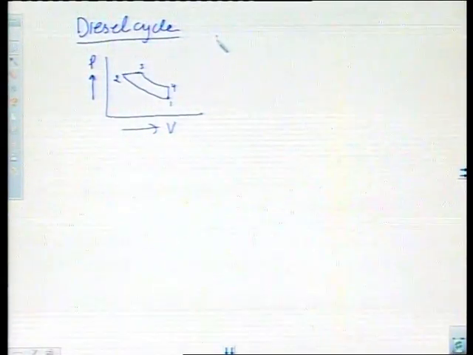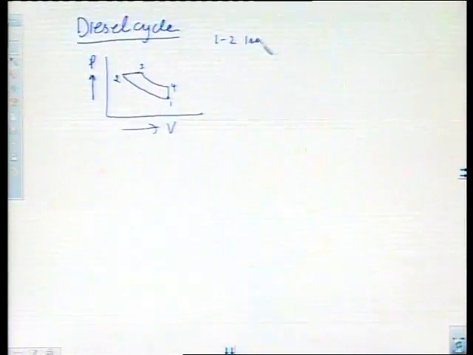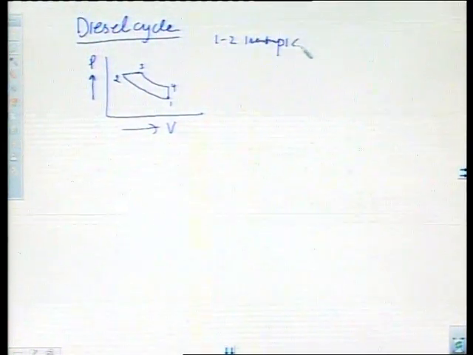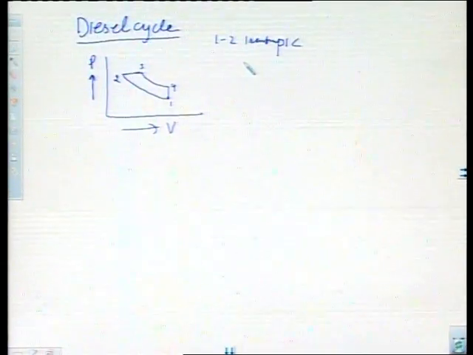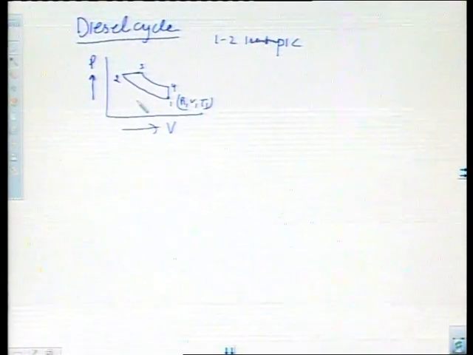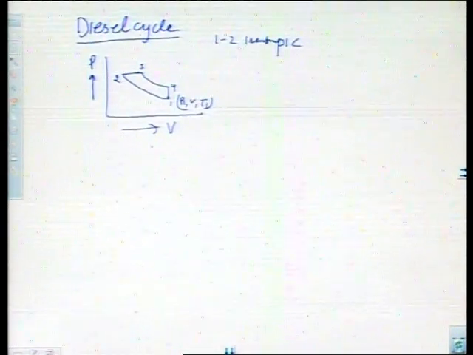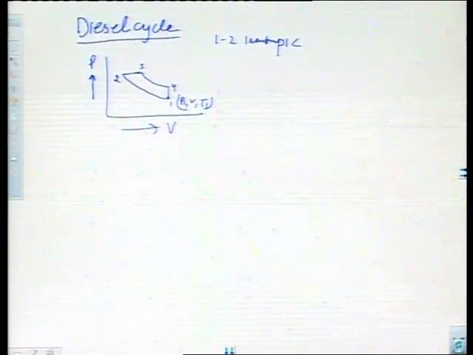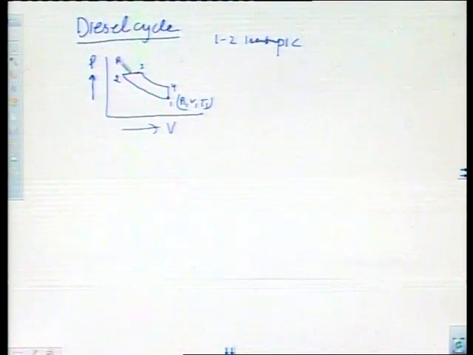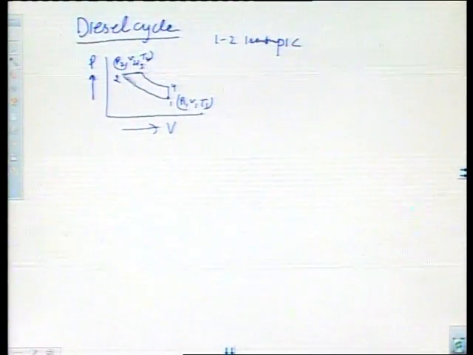So, I will show you 1-2 process is isentropic process, or reversible adiabatic process, in which the compression takes place. This one is the compression process. We know here the values P1, V1, T1 during compression, when the piston moves to the top dead center at point 2, the pressure rises to P2, V2, T2, and the process is isentropic.